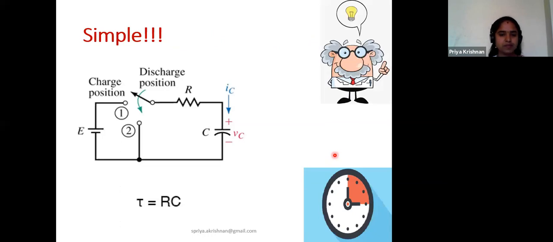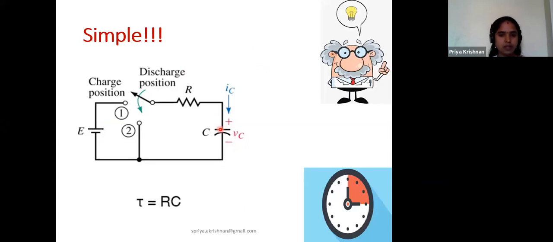Yes, it's very simple. So I have one voltage source, one resistor R connected, and one capacitor C. We all know that the capacitor will charge and discharge. That is the main thing about a capacitor. When I apply voltage and the switch is in position 1, the capacitor will start charging through the resistor R.